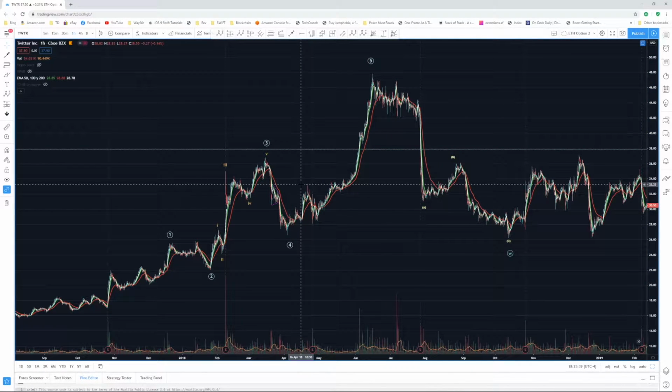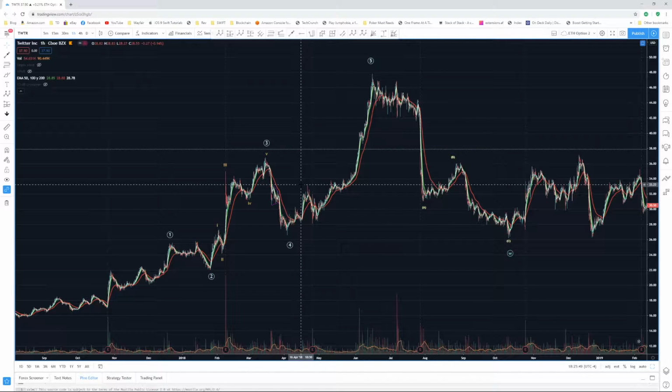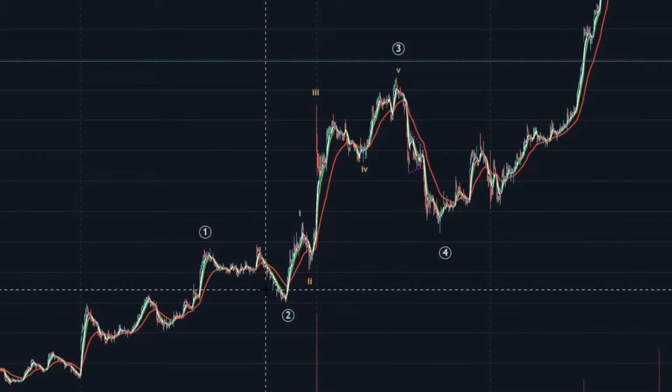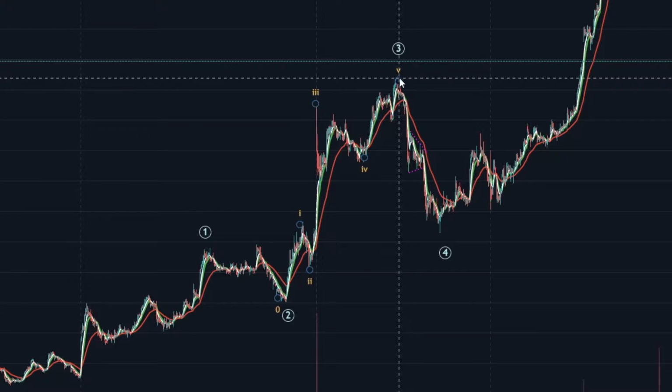Okay, so now that we've talked about volume and the right look, let's actually dive into the wave personalities. One really important thing to note is that all these personalities of waves are just guidelines. None of them are rules. In other words, we know that a 3rd wave in an impulse has to be made up of a 5-wave structure. This is a rule in Elliott Wave and there's no way around it.